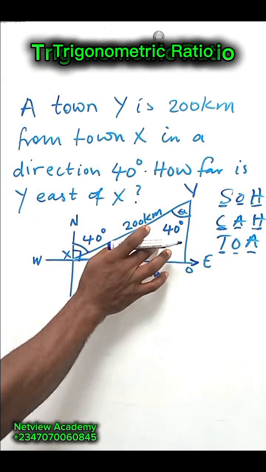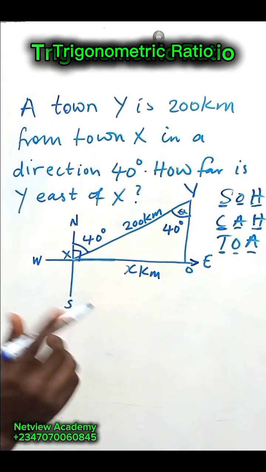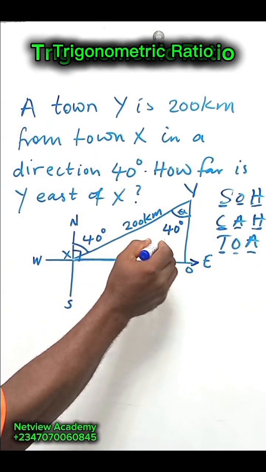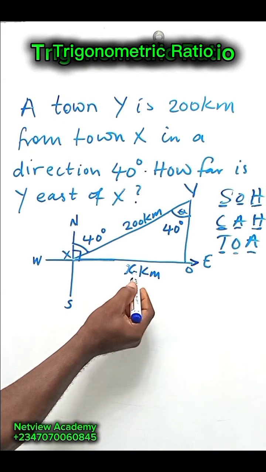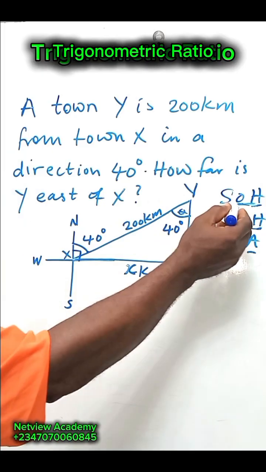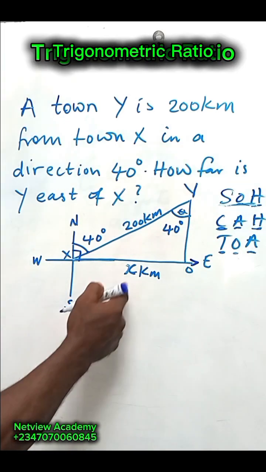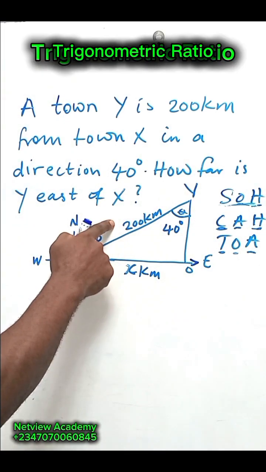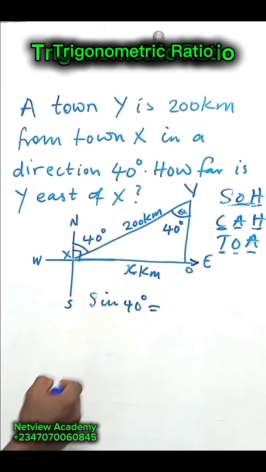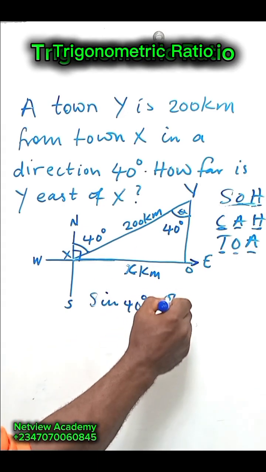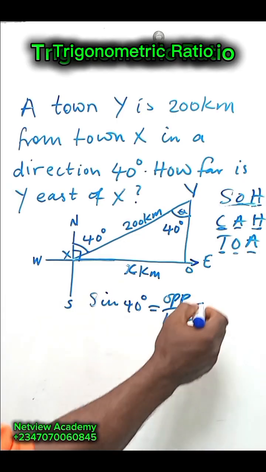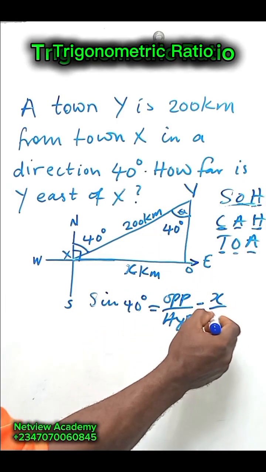In the diagram here on the board, of the two sides, only one side is provided, 200 kilometers. So we are looking for x. So we have one side and one angle. Therefore, we are going to apply the trig ratio sine, opposite over hypotenuse. So we are looking for opposite, hypotenuse is provided. Therefore, sine 40 degrees is equal to opposite all over hypotenuse, which is the same thing as x all over 200.